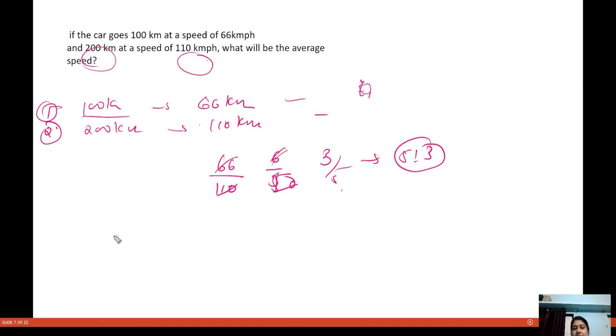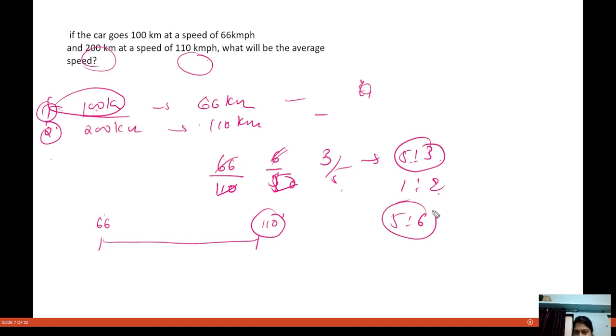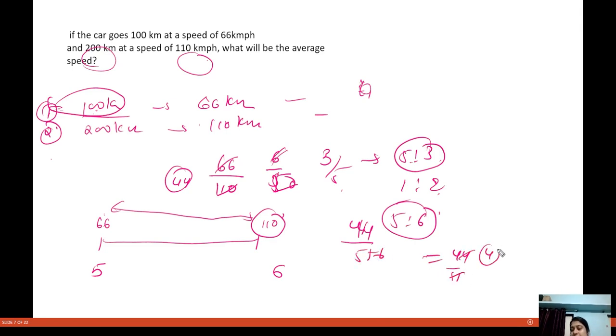Okay, so you have this 66 here, and you have this 110 here, but at 66 kilometers per hour we are traveling 100 kilometers, so the ratio is 1 is to 2. So multiply this ratio 5 is to 3 and 1 is to 2, you will get 5 is to 6. Now the ratio becomes 5 is to 6. What is the difference here? 44. Divide 44 by 5 plus 6, so that becomes 11. So 44 by 11, so that becomes 4.